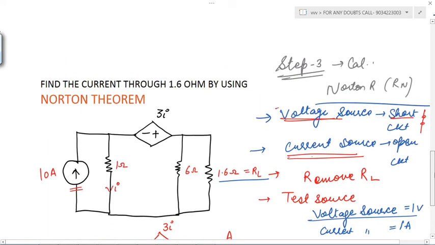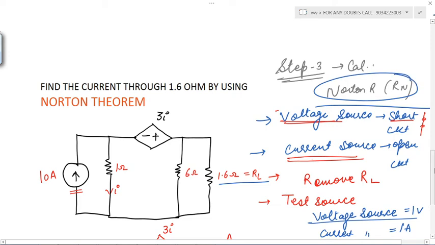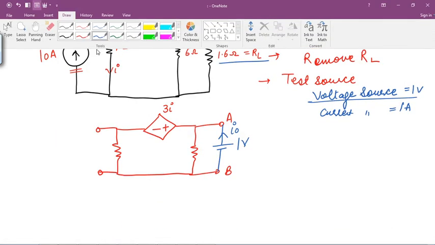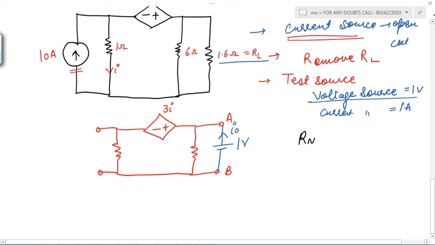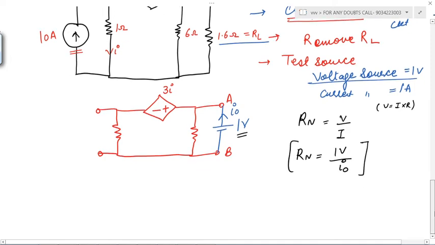Now what was our focus? Our focus is to calculate the Norton resistance, right? Now see how we can calculate it. According to Ohm's law, you know the formula is V equals I times R. So R would be equal to V divided by I. So Rn would be equal to, what is the value of voltage? That is 1 volt. And how much is the current flowing from the 1 volt? That is I naught. So Rn is equal to 1 volt divided by I naught. If we get the value of I naught, then we get the value of Rn also, correct?